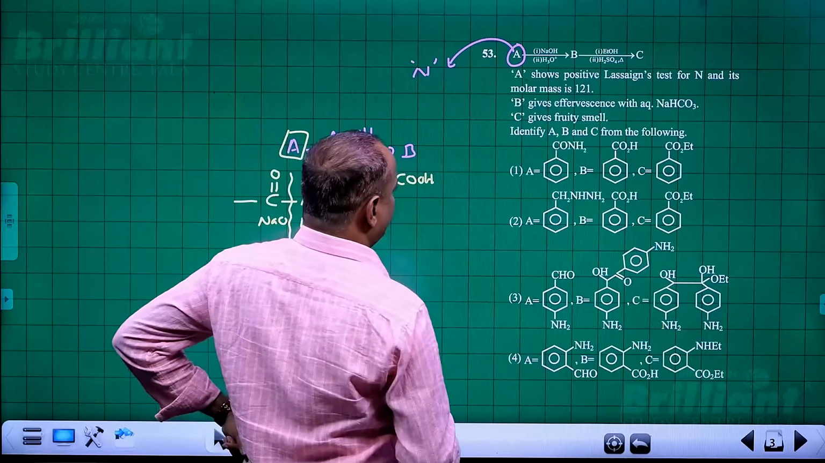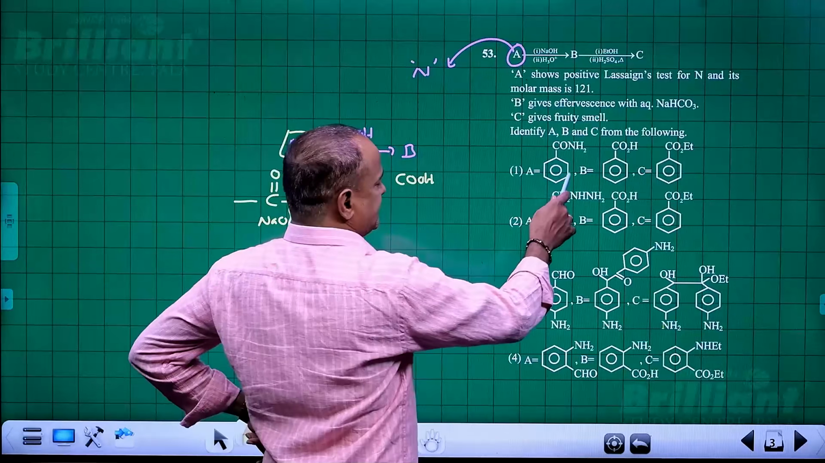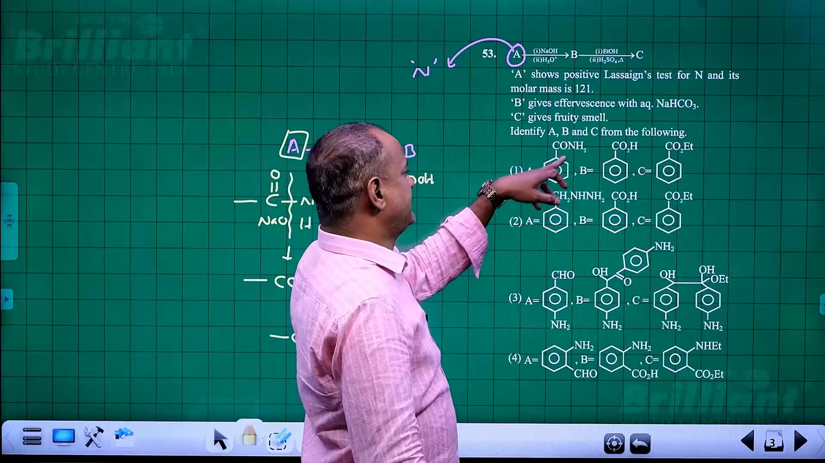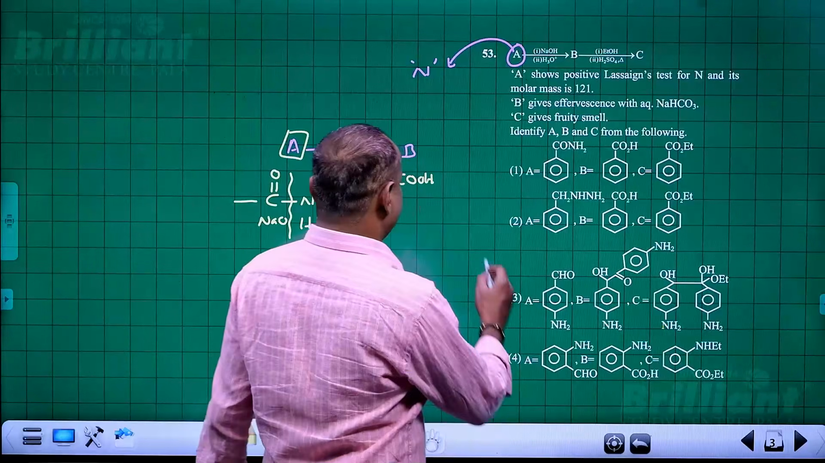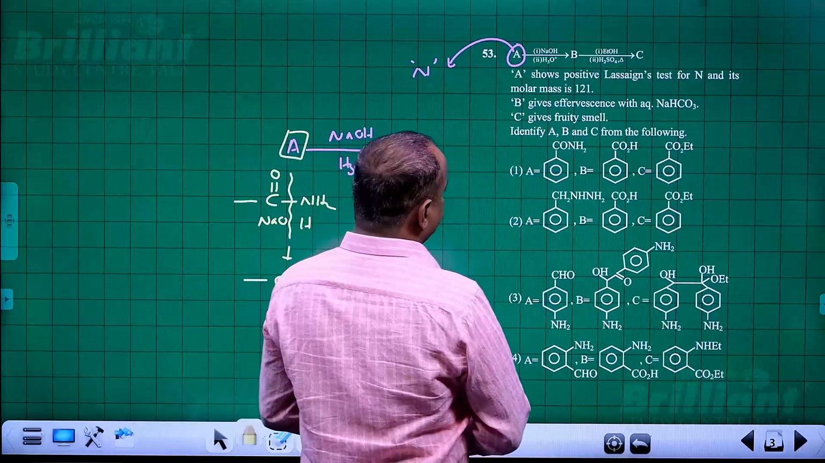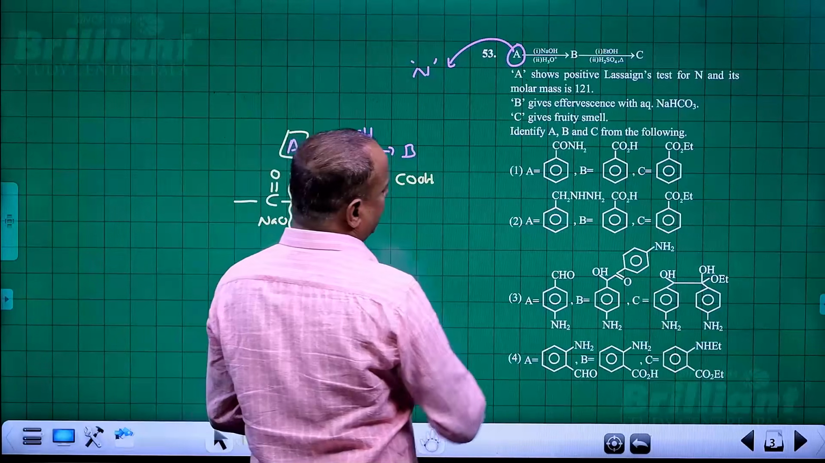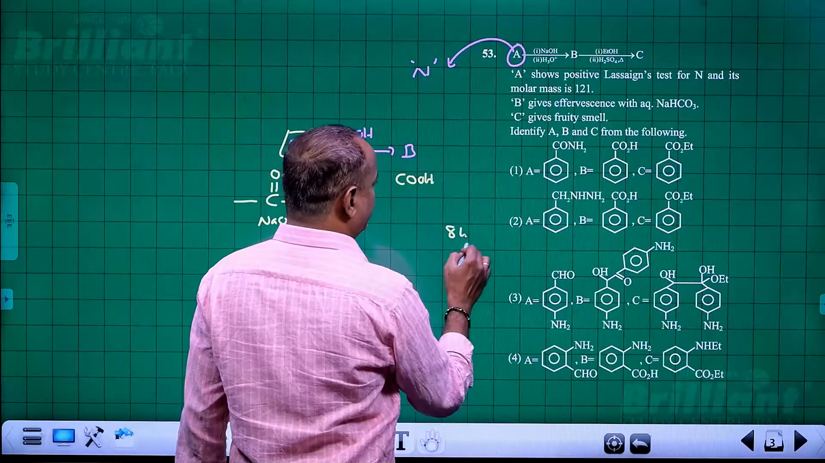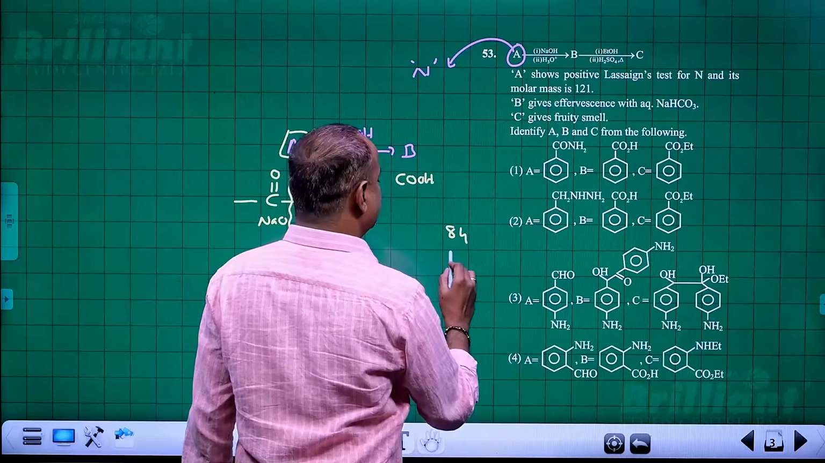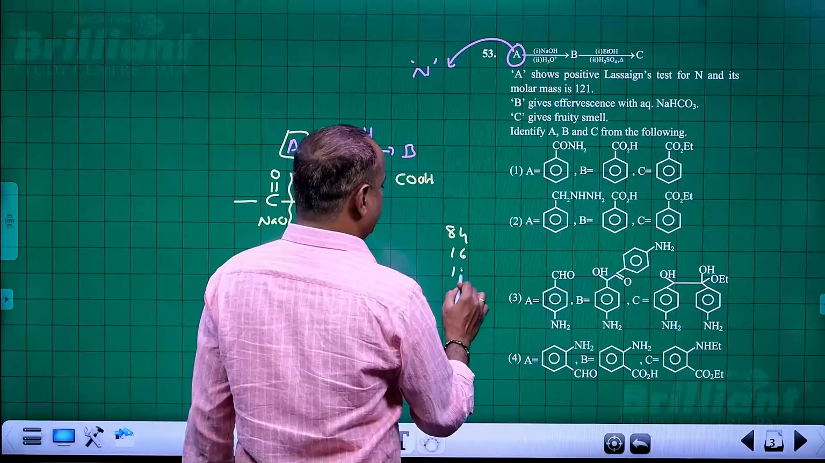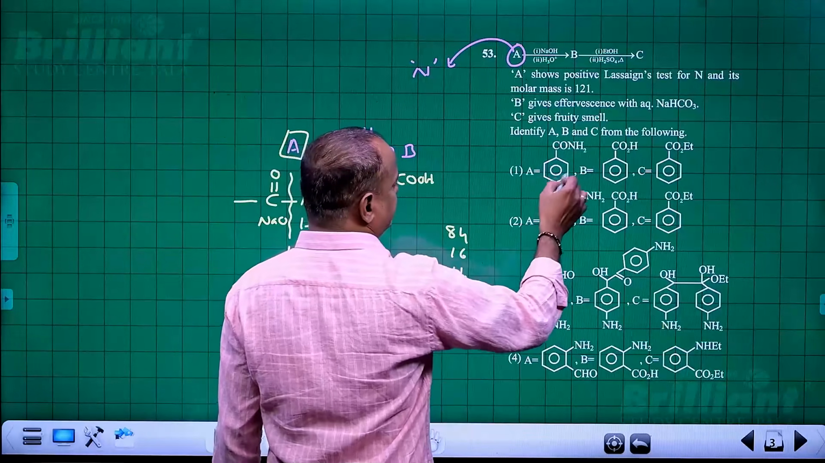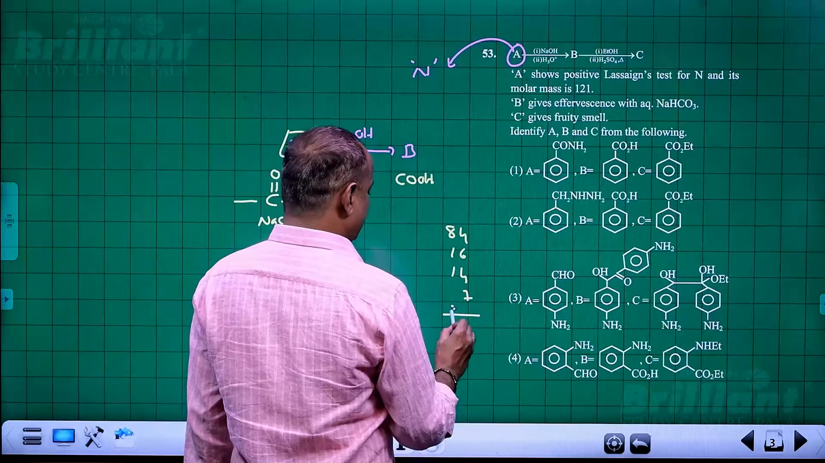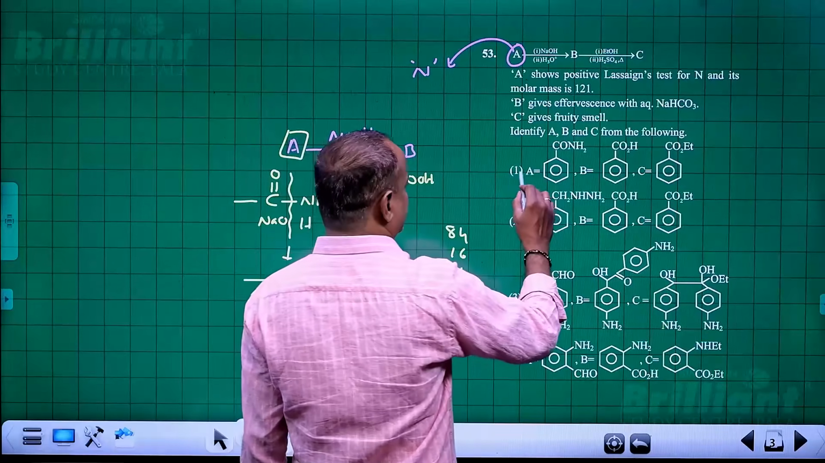So you can check now amide with 121. This is 78, one loss, 77, 79, 79 plus 12, 89, 91, 91 plus 14 or 7 carbons. So 7 carbons, so 7, 84, nitrogen, 1 oxygen 16, 1 nitrogen 14 and 2 plus 5, 7 hydrogens, 105, 121. So correct.